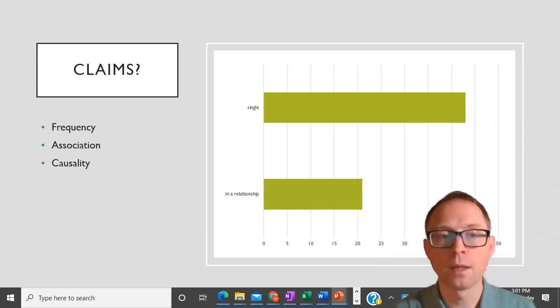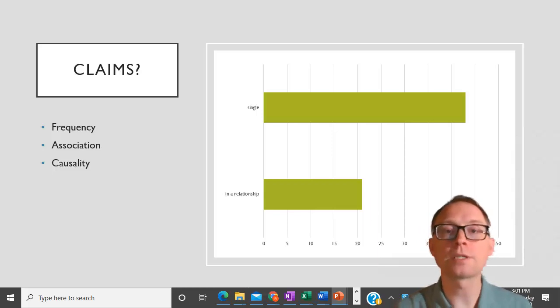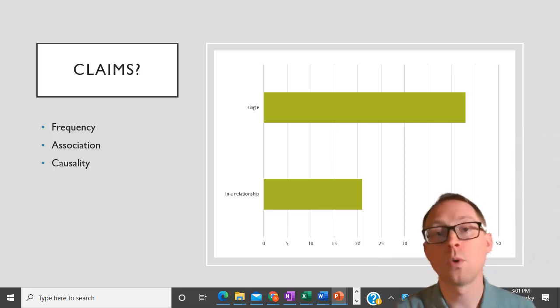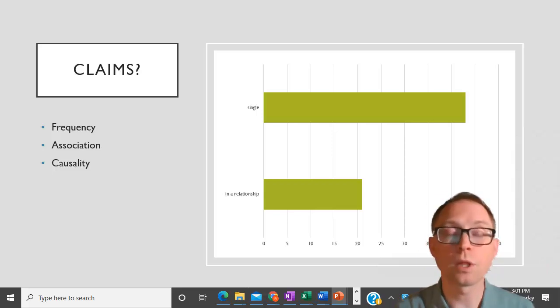A frequency claim would be something like 2/3 of my respondents were single. That would be a frequency claim. It is just telling you about one variable, and in that case it would be your relationship status. This cannot show causality because I measured your relationship status and I measured the loneliness. When I measure and measure, it's got to be a correlational study, and correlation does not equal causation.